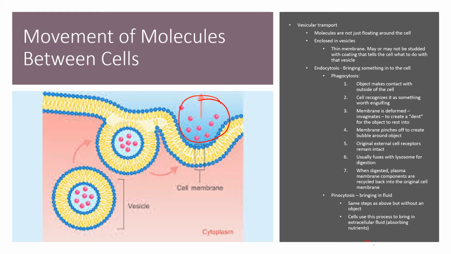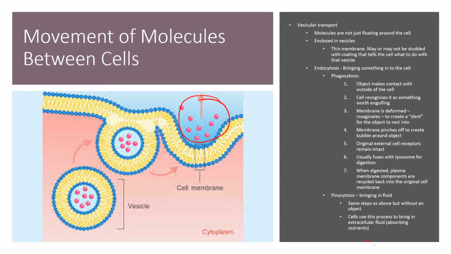For a short time, then, the cell has slightly less surface area to work with immediately after phagocytosis. And that surface area is restored when the vesicle that's now empty comes back and replaces that chunk.